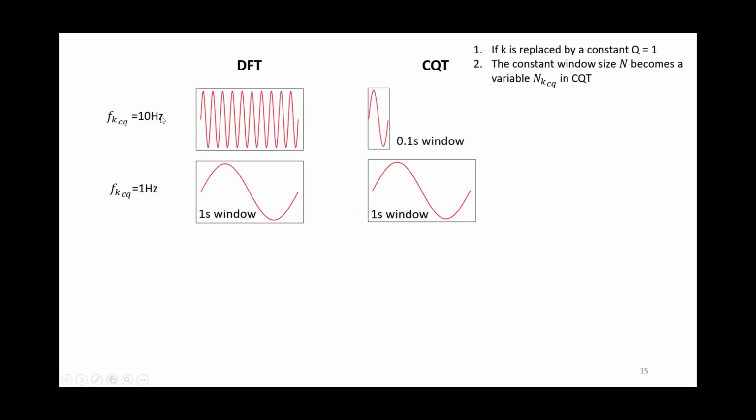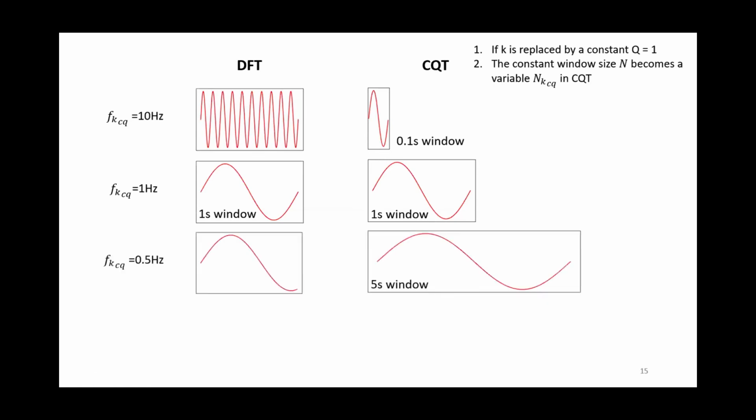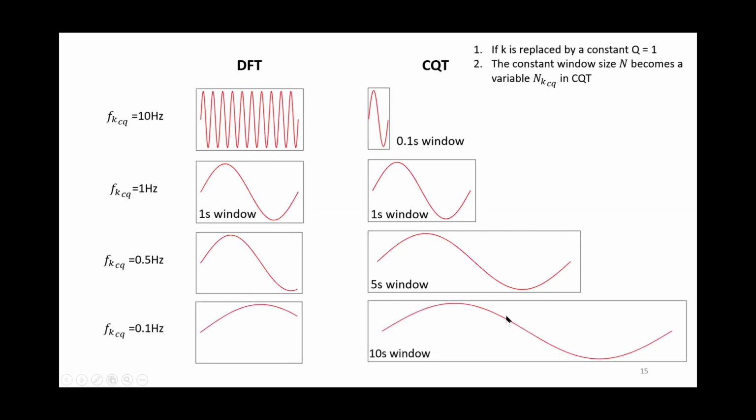For frequency equal to 10 Hz for DFT, the kernel is like this. But since for CQT, the q is a constant, which is 1, in order to maintain only one cycle, we shorten the window so that we accommodate exactly one cycle as the kernel. The same goes for lower frequency kernels. So for DFT, the window length is fixed, but for CQT, the window length is variable in order to accommodate exactly one cycle. Then you can see one problem here.